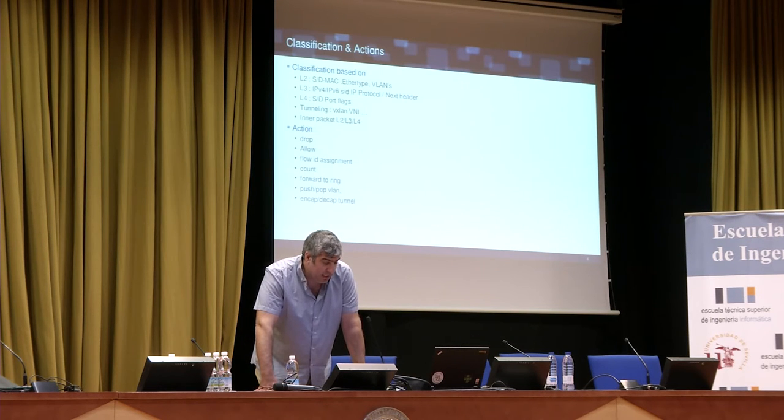The actions that can be done are, of course, drop the packet or allow a flow, mark the flow with a flow ID, count it, forward it to a specific ring or a queue, push or pop a VLAN, or encap or decap the tunnel header.